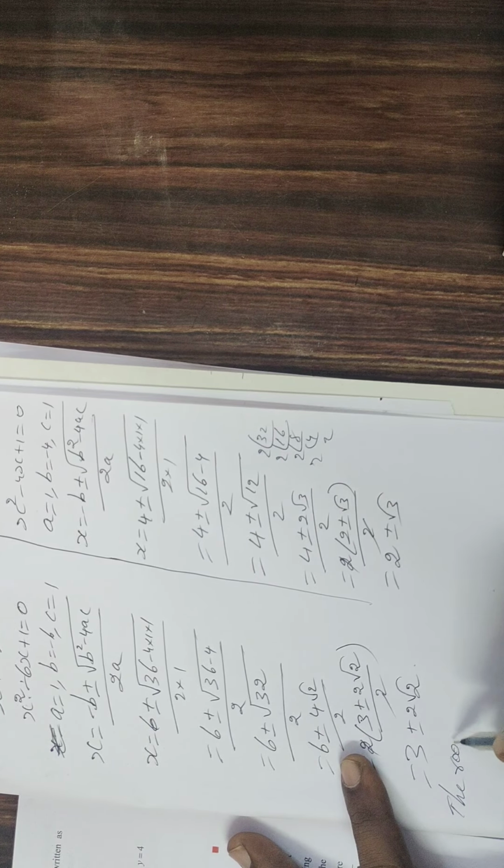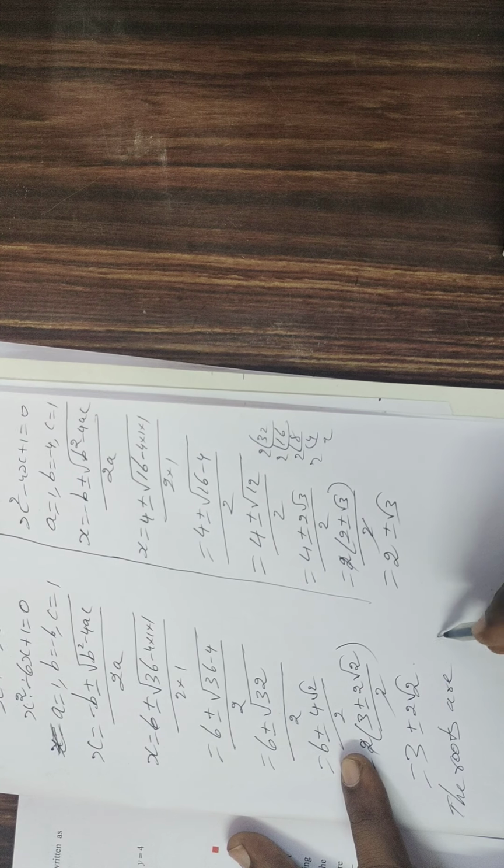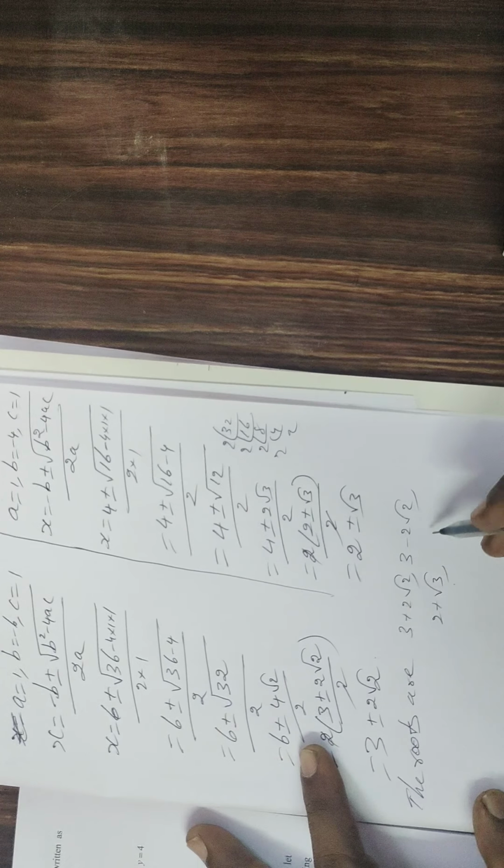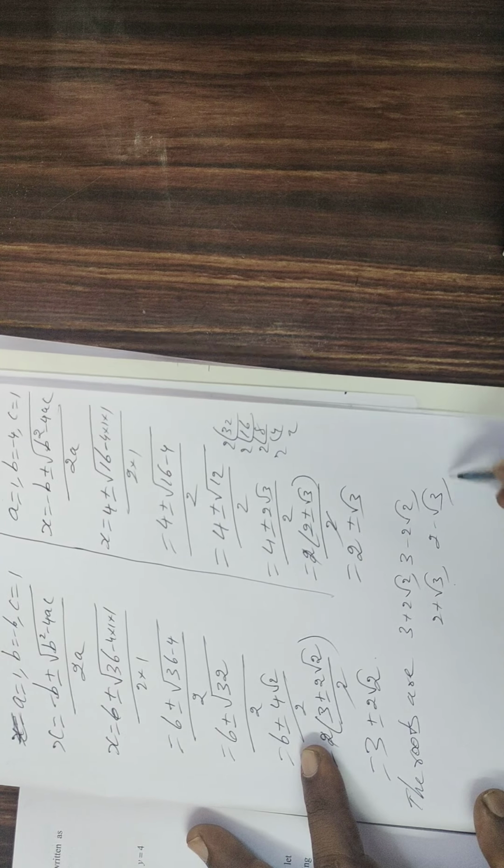Therefore the roots are, what are the roots? 3 plus 2 root 2, 3 minus 2 root 2, 2 plus root 3 and 2 minus root 3, that is the answer. Understand? So the same model, one more sum is there, so we do it.